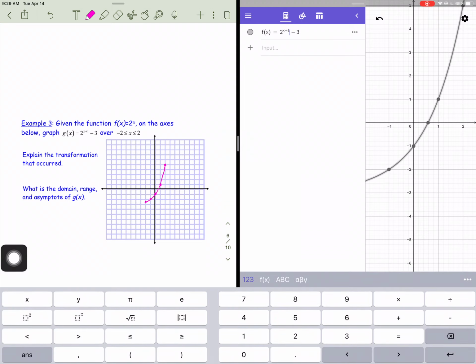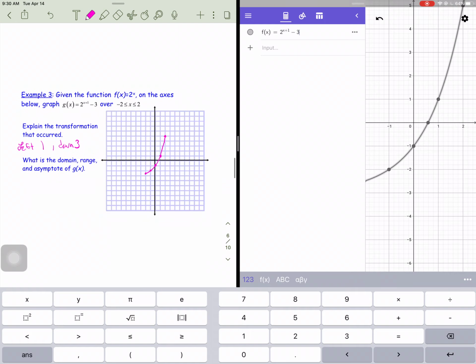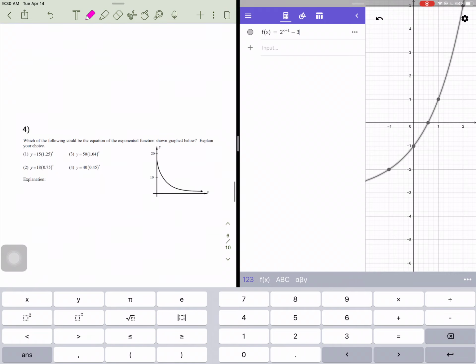Let's see what happens if I get rid of the plus 1 and I just put 2 to the x. Let's see. Look at the graph. Yeah, it looks like, did it move right? Let's see. If I put plus 1, it moves left. Yep. So it went left 1, down 3. All right. Let's skip domain and range for now.